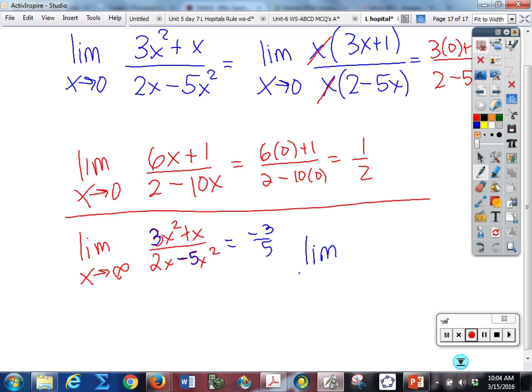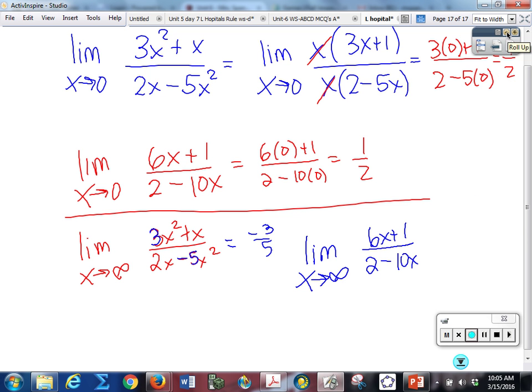So I take the derivative, which we just did, right? It's going to work. So right now, what do I get when I plug in infinity? Do I still get infinity over infinity? So it's still indeterminate form, so I can take the derivative again. What happens when I take the derivative again? You get 6. 6 over -10, which is -3/5, so it still works.